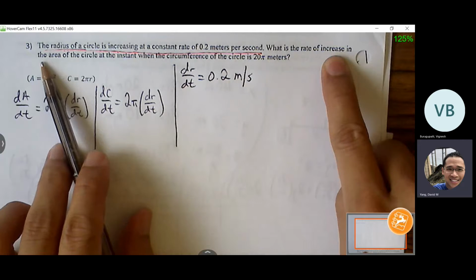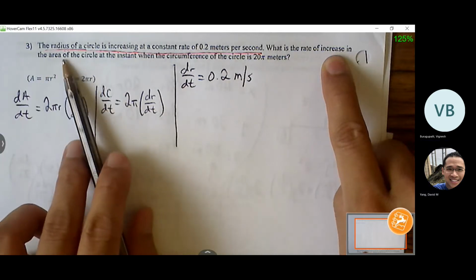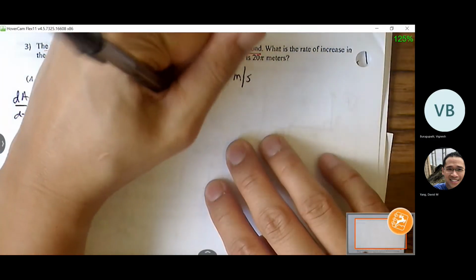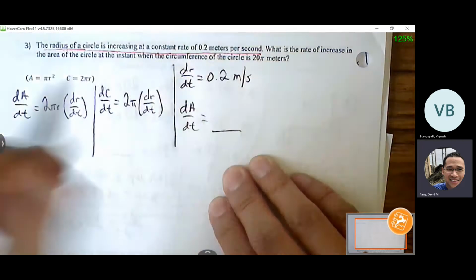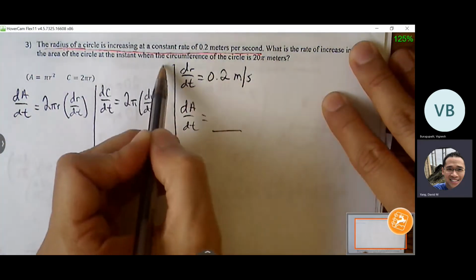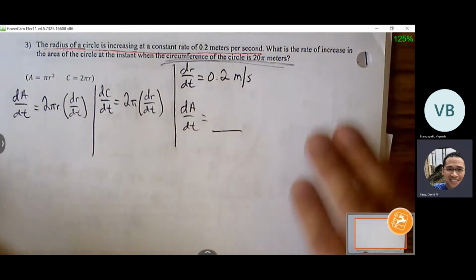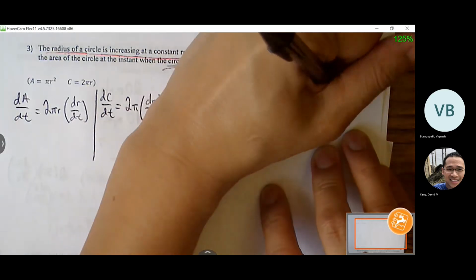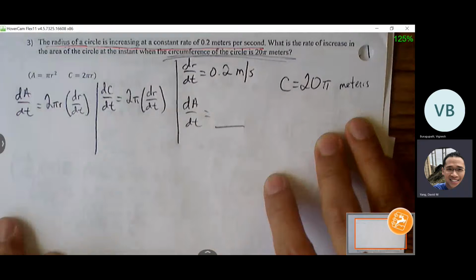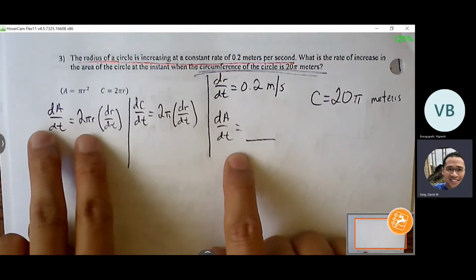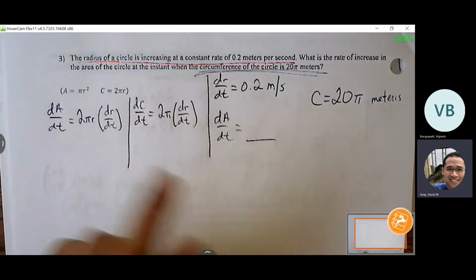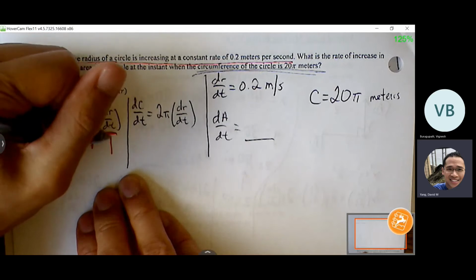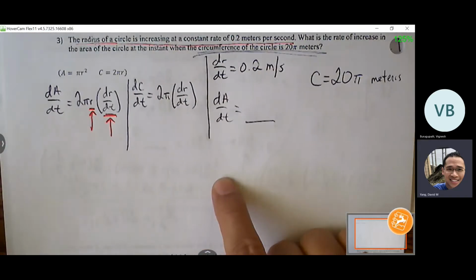What is the rate of increase in the area of the circle? Now we're looking for what? dAdt. At the instant when the circumference of the circle is 20 pi meters. Okay, so we know our target. We know that we're trying to solve for dA dt. If I can just find a numeric value for r and a numeric value for dr dt, then I'm sitting at my answer, right?